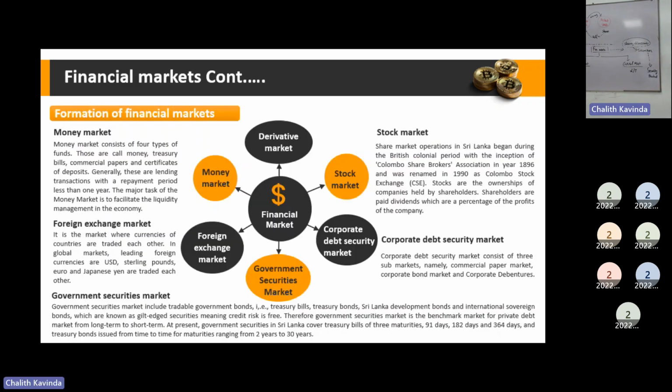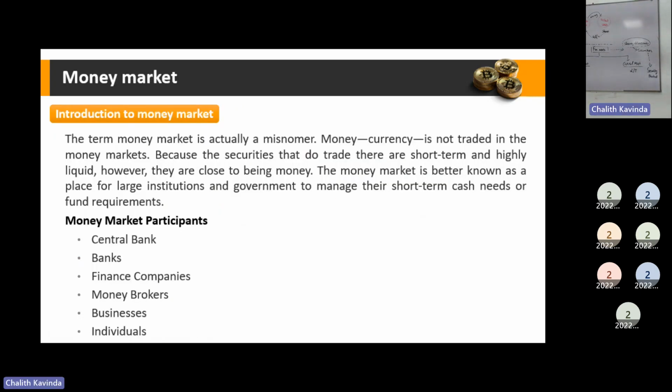Right. Now we are going to discuss financial markets, and these are some of the markets that we are going to discuss. But before that, let's look at what money markets are. Because now you know financial markets, we need to look at what the money market is separately, and what the capital market is separately. So, introduction to the money market. Here it says money market, which means we are going to say currency.